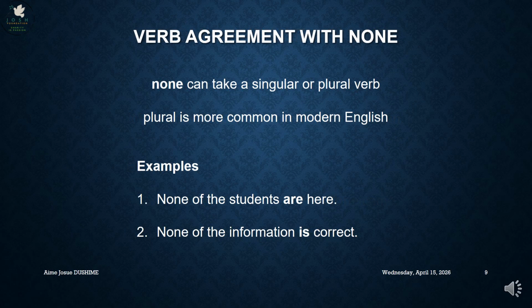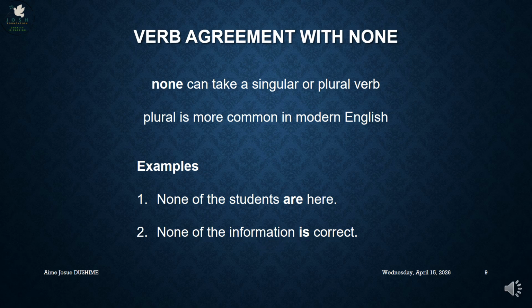Let's see what we call verb agreement using none. Remember verb agreement from the A2 lesson, if not A1, but probably that should be an A2 lesson. None can take a singular or plural verb. Plural is more common in modern English when we are using it with a plural noun. None of the students are here. None of the information is correct.